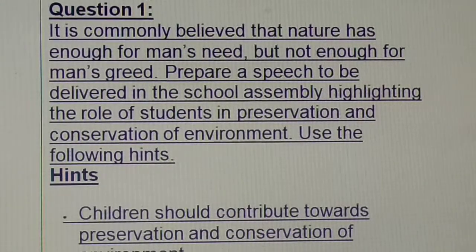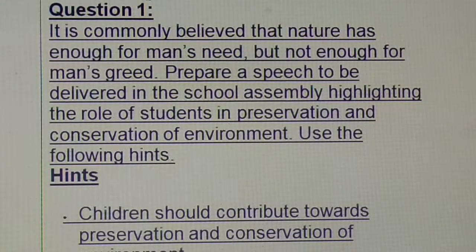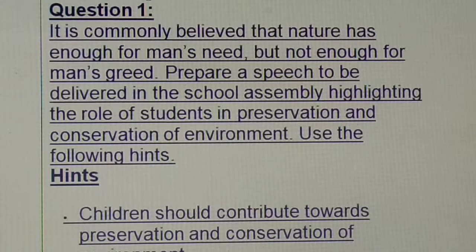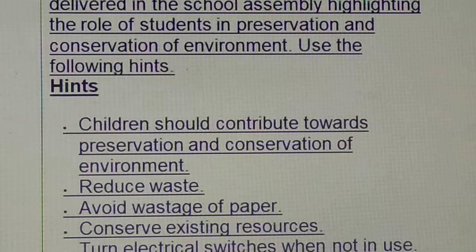Okay, question on speech writing. It is commonly believed that nature has enough for man's need, but not enough for man's greed. Prepare a speech to be delivered in the school assembly, highlighting the role of students in preservation and conservation of environment. So some hints are given.